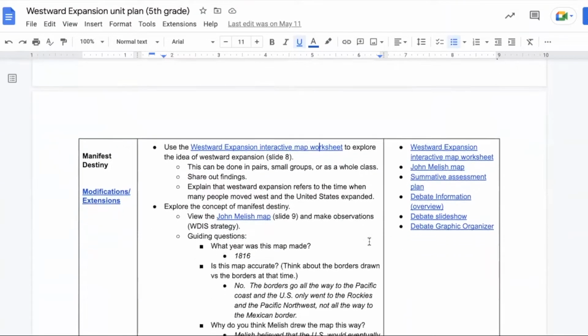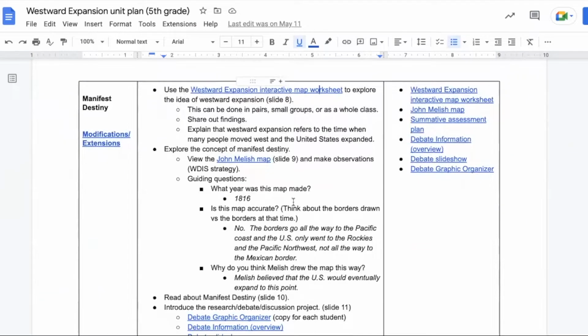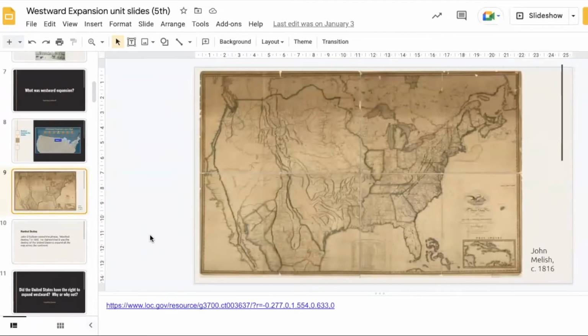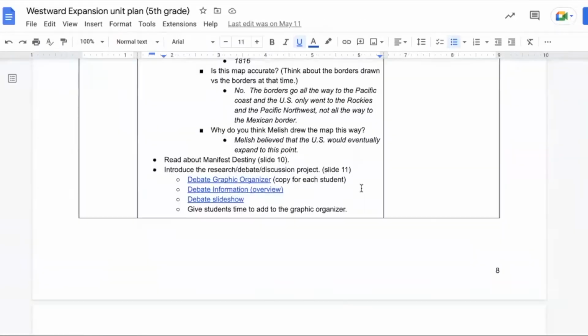After that's complete, we explore the concept of manifest destiny. We can use this map created by John Mellish in 1816 to explore the concept of manifest destiny. And the big thing that will be noted is the additional lines that are over here, denoting borders that were not necessarily part of the United States at that point in time. Then we have some information about manifest destiny, and this would be a good time to introduce the research, debate, or discussion project, depending on which format will be used for the summative.